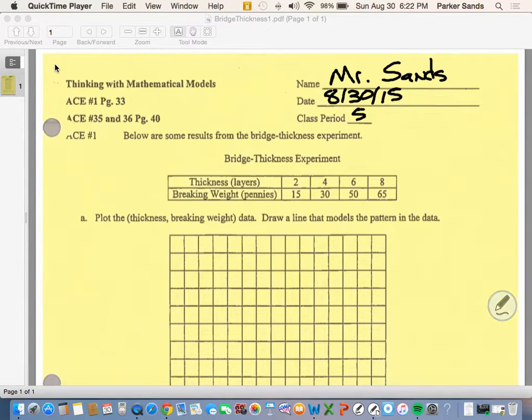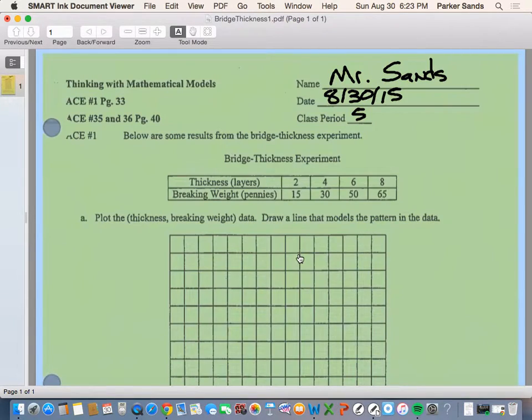Okay, so we're looking at kind of the same thing that we've done in class. We have a bridge thickness experiment. We have thickness here of 2, 4, 6, and 8, and they vary according to the breaking weights of 15, 30, 50, and 65, respectively. You can go ahead and erase those. But you see this is what we're looking at. So it says, plot the thickness breaking weight data. Draw a line that models the pattern in the data.